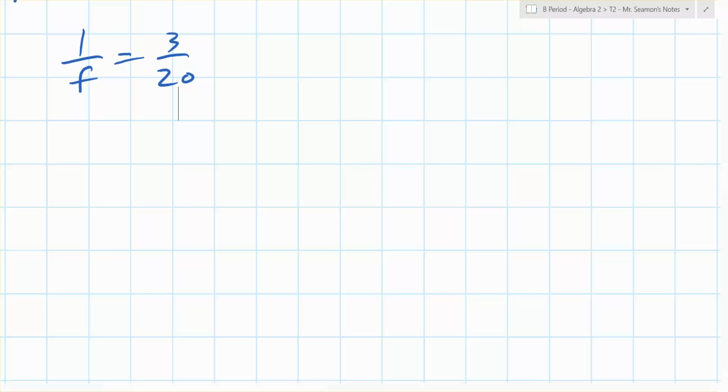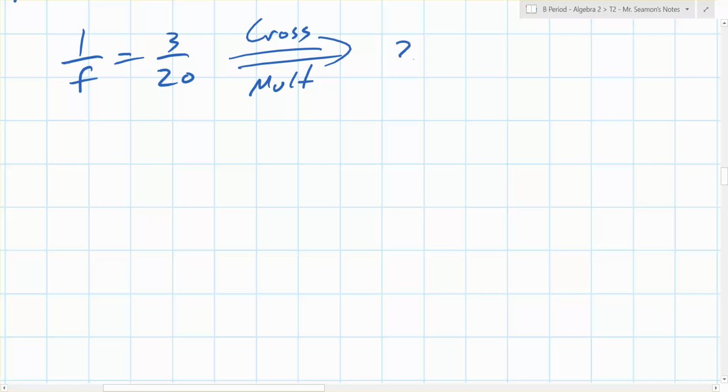Cross multiply? Yeah, cross multiply is the same thing. If you have a fraction equaling a fraction, cross multiplying is the same thing as multiplying by the LCD. So in this case, what do you get when you cross multiply? You end up with 3f equals 20. So what does f equal?